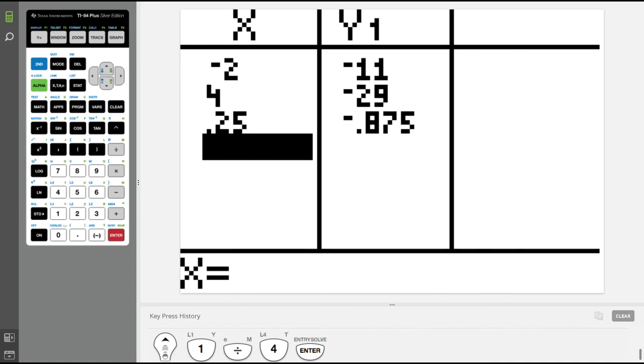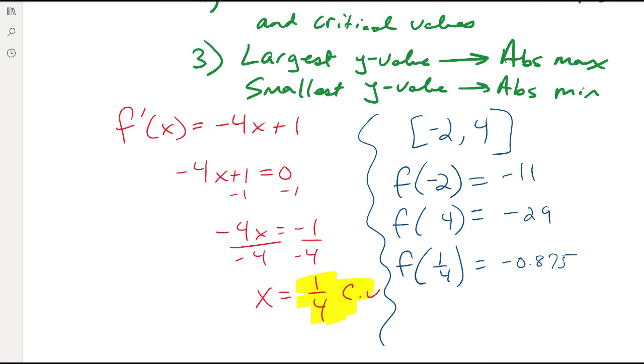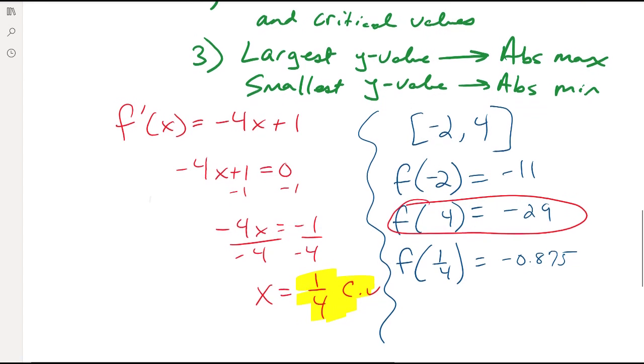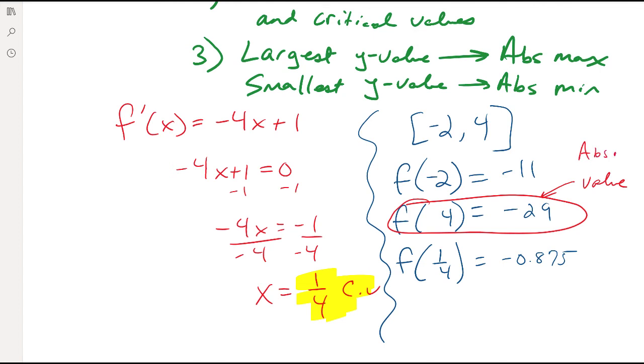Now, once we have those function evaluations, we just look at them. For the absolute minimum, we're looking for the smallest y value. Remember, negatives are weird. So right here, this gives us the location and the value of our absolute minimum because that's the smallest y value. The question asks what's the actual value of the absolute minimum, so the answer is negative 29. Negative 29 is our absolute minimum value. If they ask for the absolute max value, it's going to be negative 0.875 because that's the largest y value.